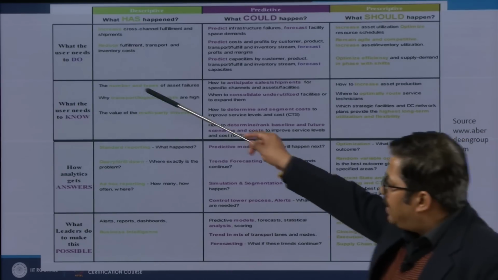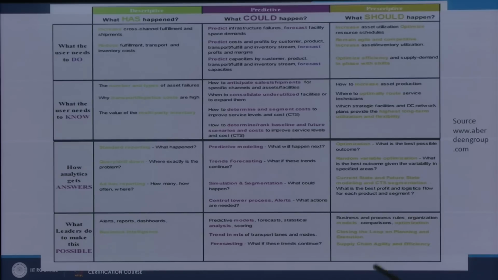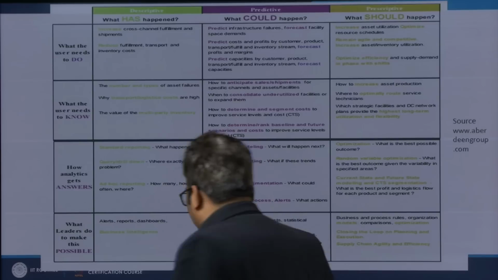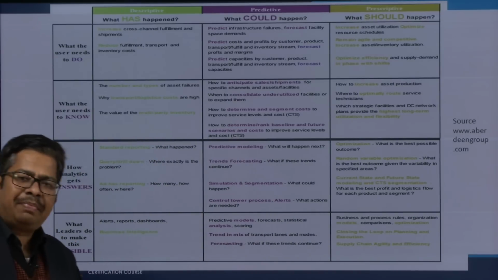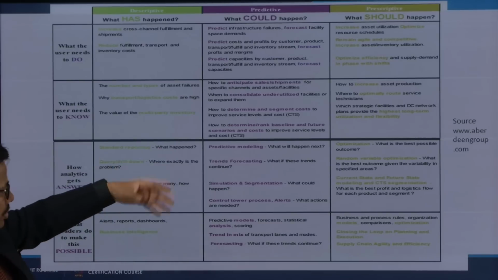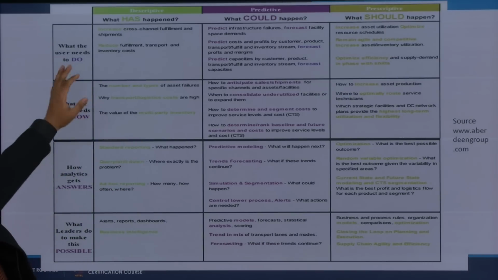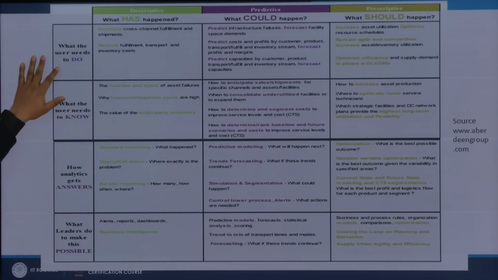So, on the basis of these 4 things, we will see the comparative discussion about descriptive, predictive and prescriptive types of analytical approaches. We have taken this from a source which is Aberdeen Group, and they are one of the pioneers in using analytics for the supply chain. So, this particularly we have adopted from this source. Now, what the user needs to know, do.